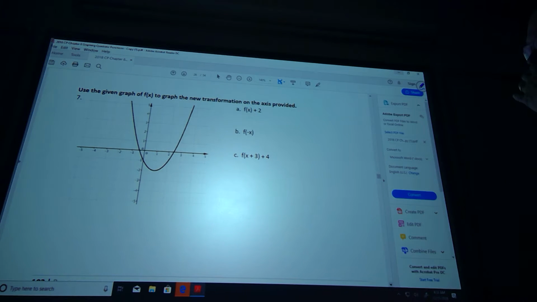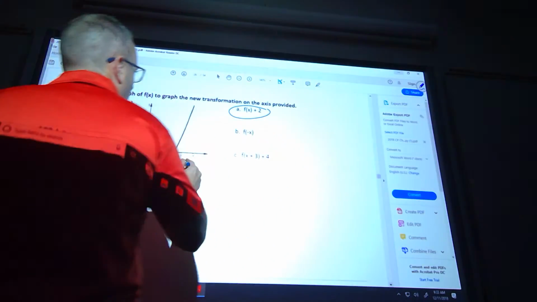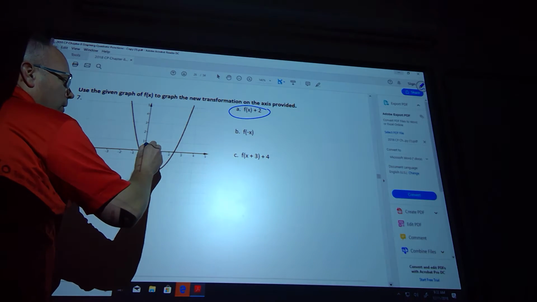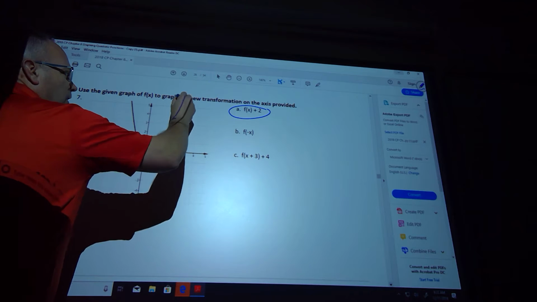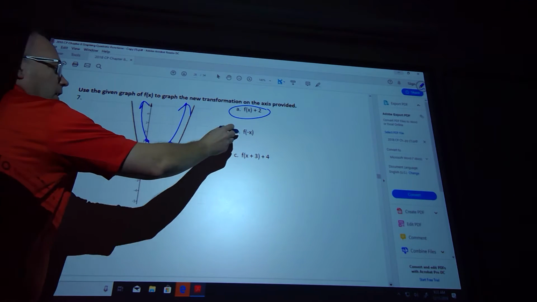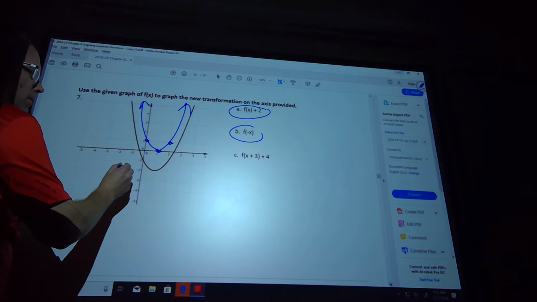Okay, number 7, we have a graph that's already done some shifting. So with A, that means, hey, I just want to move the whole thing up 2. And look, it did go right 1, up 1 still. So that's letter A. This one, the whole thing flips over. So now we're going to be able to see this. This is going to come over to here.